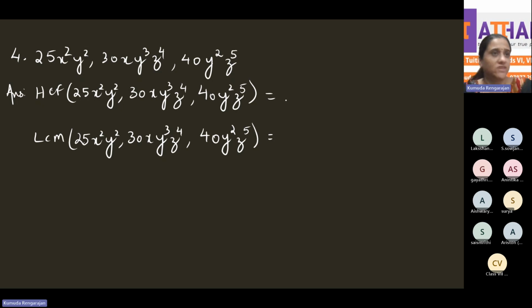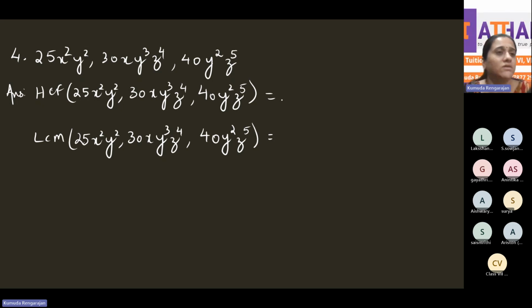The first one does not have Z, right? That means it is Z to the power 0. So which is the smallest power? Z to the power 0. But you have written Z to the power 4. That means you should not write it. Z to the power 0 is 1. You can write that.